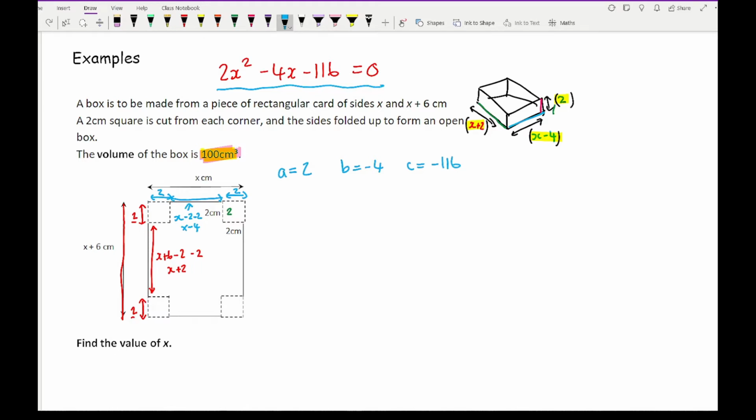So using the quadratic formula, which again is minus b plus minus the square root of b squared minus 4ac, all divided by 2a. And that formula is not given to you, it's something you're going to need to remember. So substituting the values in, I get positive 4 plus minus the square root of minus 4 squared minus 4 lots of 2 times minus 116, all divided by 2 times 2. Let me just put the 2 minuses there so you can see the clear substitution.